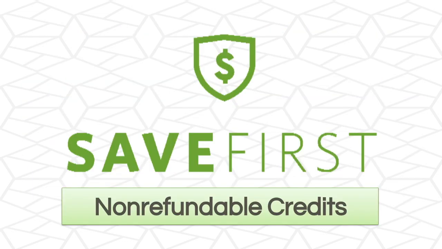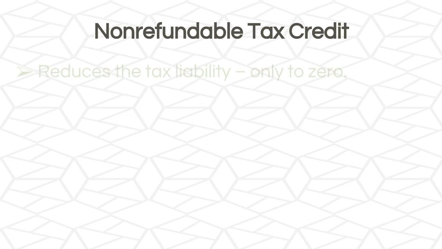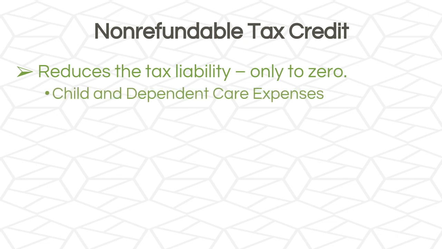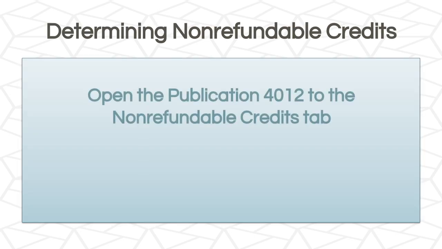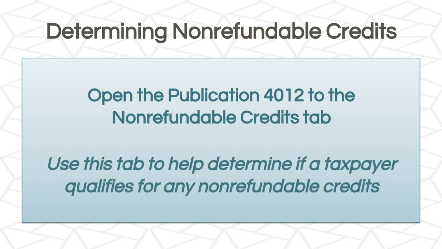Let's move on now to non-refundable credits. Non-refundable tax credits will reduce the tax liability, but only to 0 and no further. In particular, we're going to talk about the Child and Dependent Care Expenses Credit, Child Tax Credit, and Retirement Savings Contribution Credit. So you can look at the Pub 4012 at the Non-Refundable Credits tab for more details, and you're going to use this to help you figure out whether or not a taxpayer will qualify for any of these non-refundable credits.